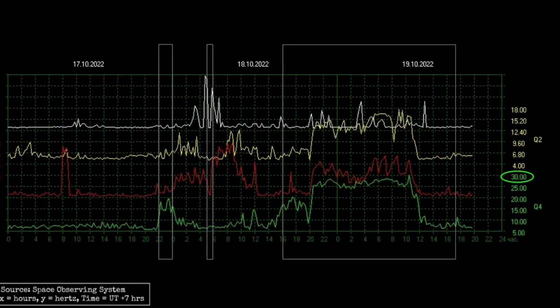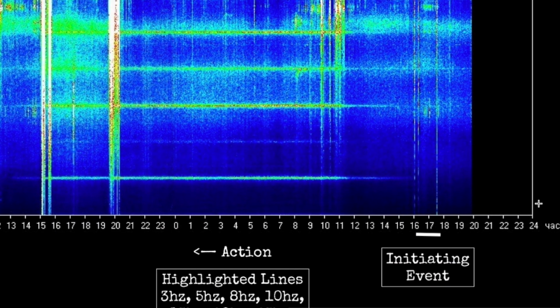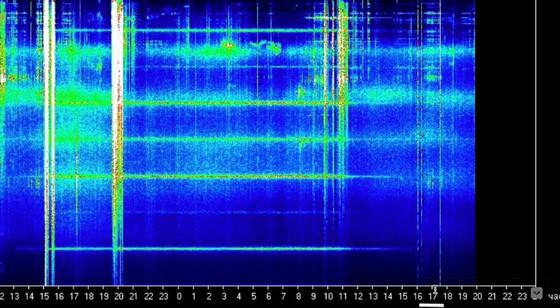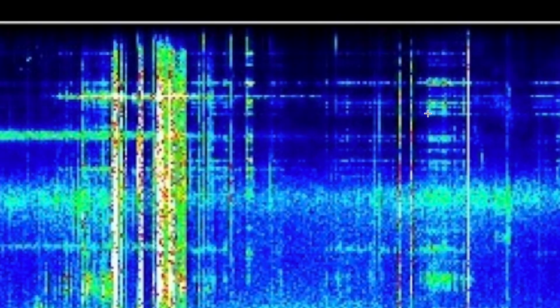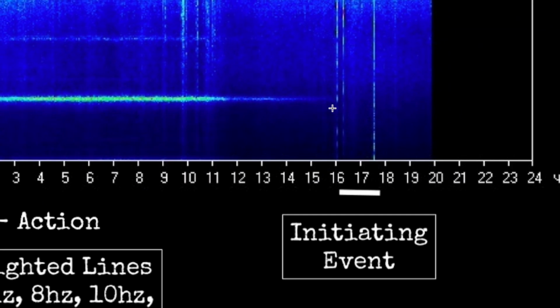Now, let me tell you the story. Here is what I feel is going on in the energies. Here is the initiating event. It's at about 17 here, surrounded by 16 to 18 with 17 in the middle. You see these lines right here, and then especially these two. Look at the gorgeous colors. What is this? This is a divine intention from the future initiating action.